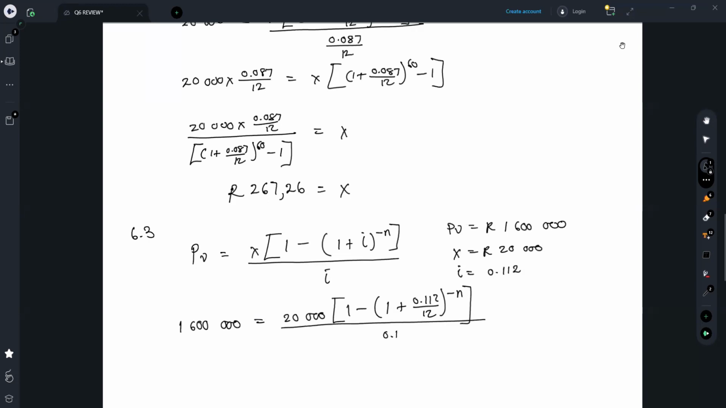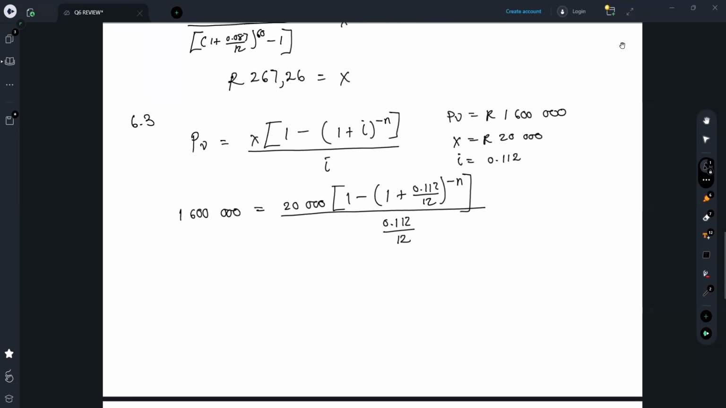All over 0.112 over 12, like that. Okay, so now, again, I would just manipulate this as we did with the previous one, up until we cannot manipulate it any easier. So I would say 1 multiplied by the denominator, which is 0.112 over 12. Now I'll divide by 20 grams, so divide by 20,000, like that. And this side, we're going to have 1 minus.